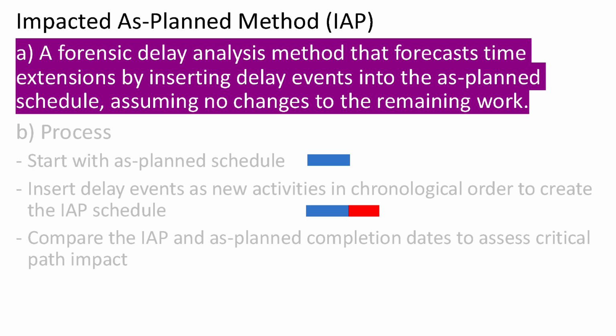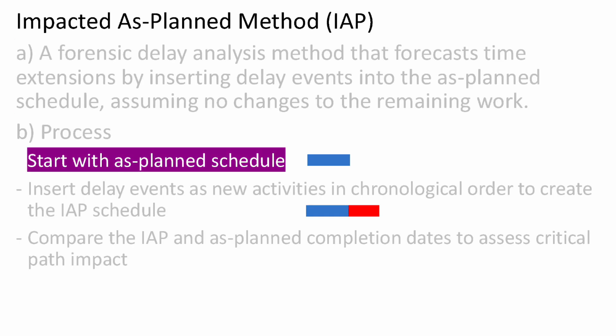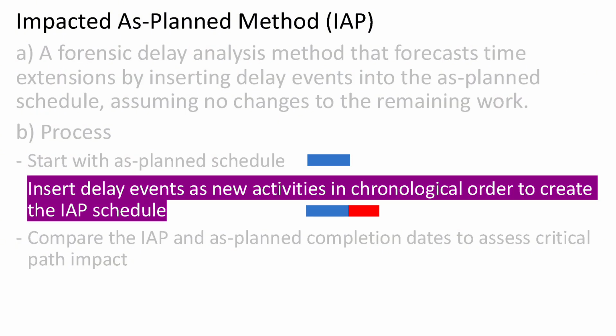Now, how to apply it? First, we start with the original as-planned schedule, the one created before the project kicked off. This schedule reflects how everything was expected to go if no delays occurred. Next, we take the delay events, usually grouped by category, like owner delays or weather-related issues, and we add them into the as-planned schedule as if they were planned activities from the beginning. This gives us what we call the impacted as-planned schedule.